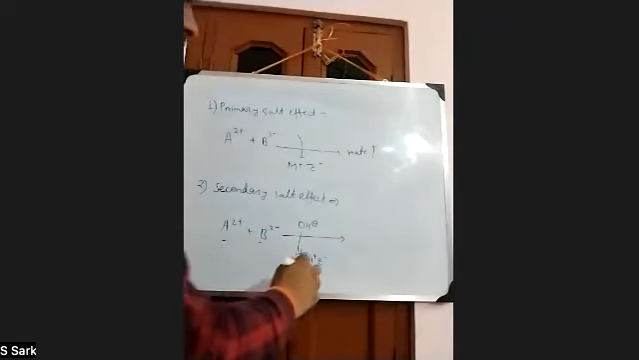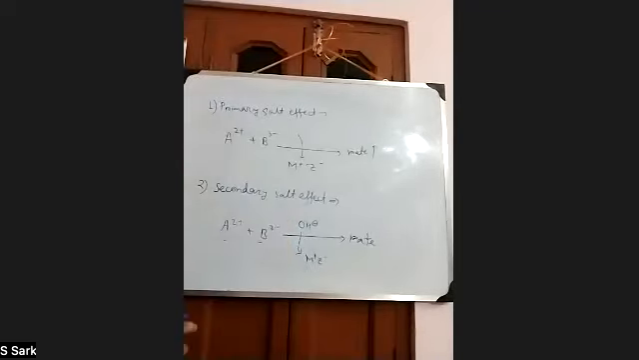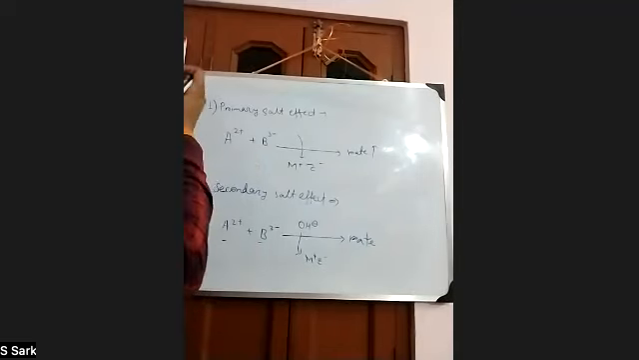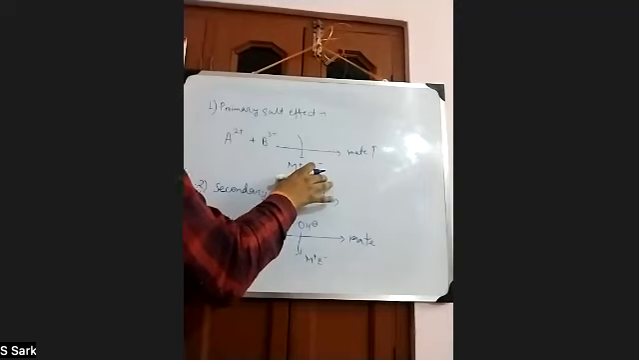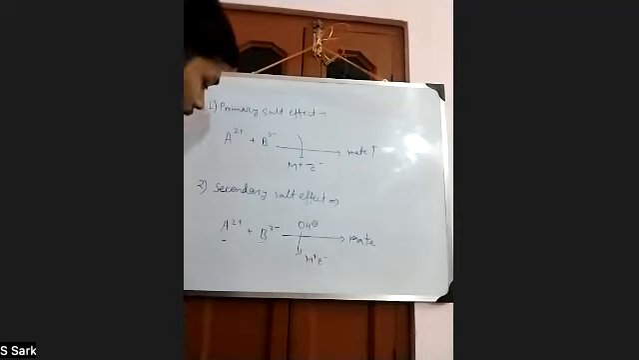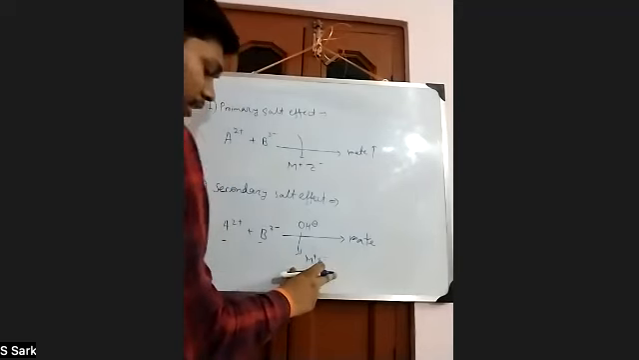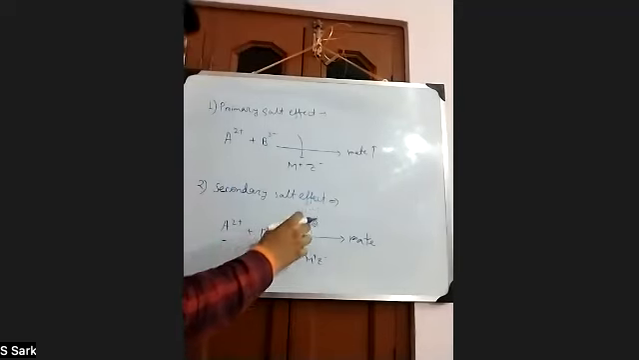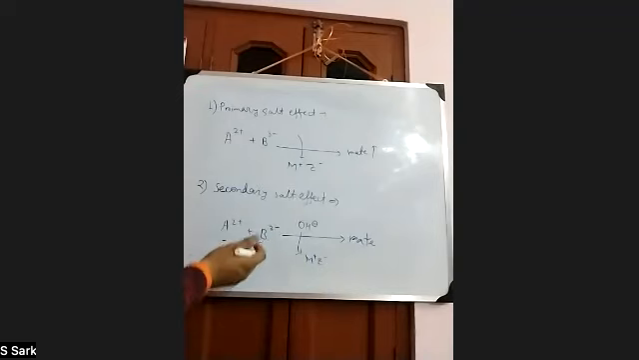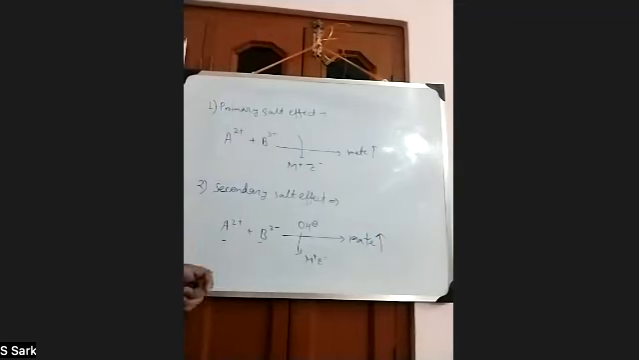So it is an indirect effect. In the primary salt effect we see the direct effect of the inert electrolyte on the ionic reaction, but in the secondary salt effect the effect of the inert electrolyte is mainly on the catalyst, and the catalyst then changes the rate of reaction, which also changes the ionic strength of the reaction. So this is called the salt effect: adding salt in a reaction and seeing the change in the rate of the reaction.